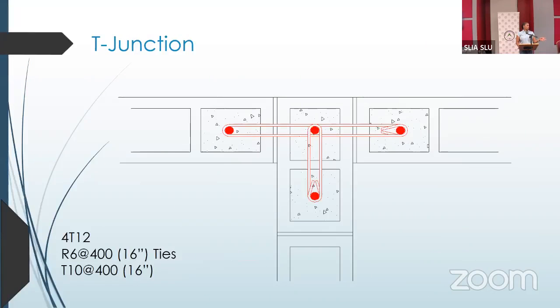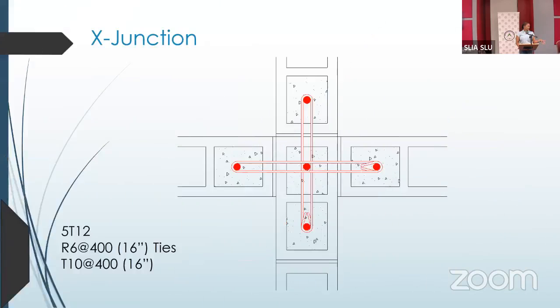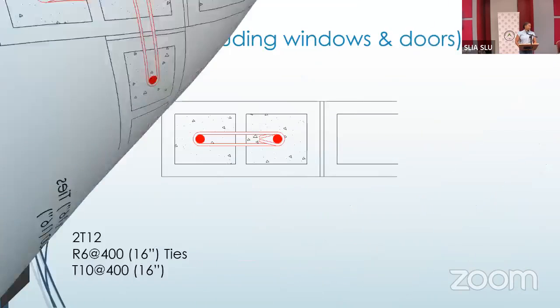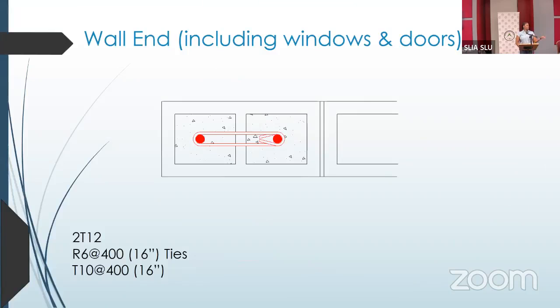That's a T-junction. And then where we have our X. This is an example of an end wall. So there are cases where you might have a wall and you have nothing else meeting it, but we need to make sure that we tie it properly. So that's an example of how we would tie the end of the wall properly.